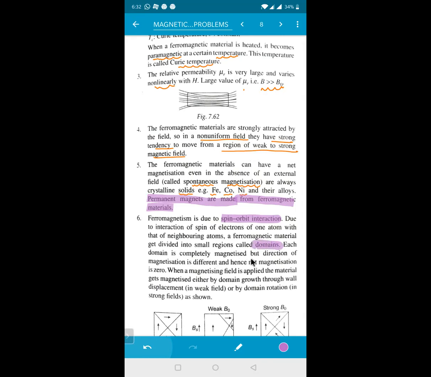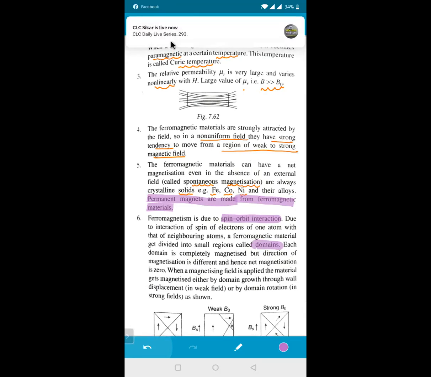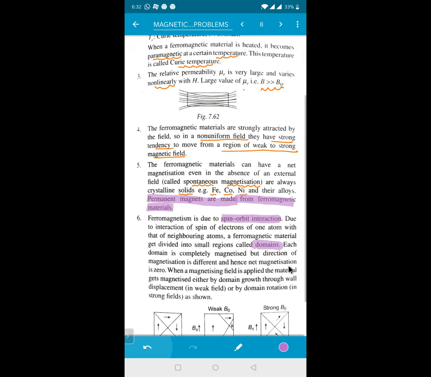And each domain is completely magnetized, but the direction of the magnetization is different, and hence the net magnetization here is right over me how much? Zero. Net magnetization is equal to zero.